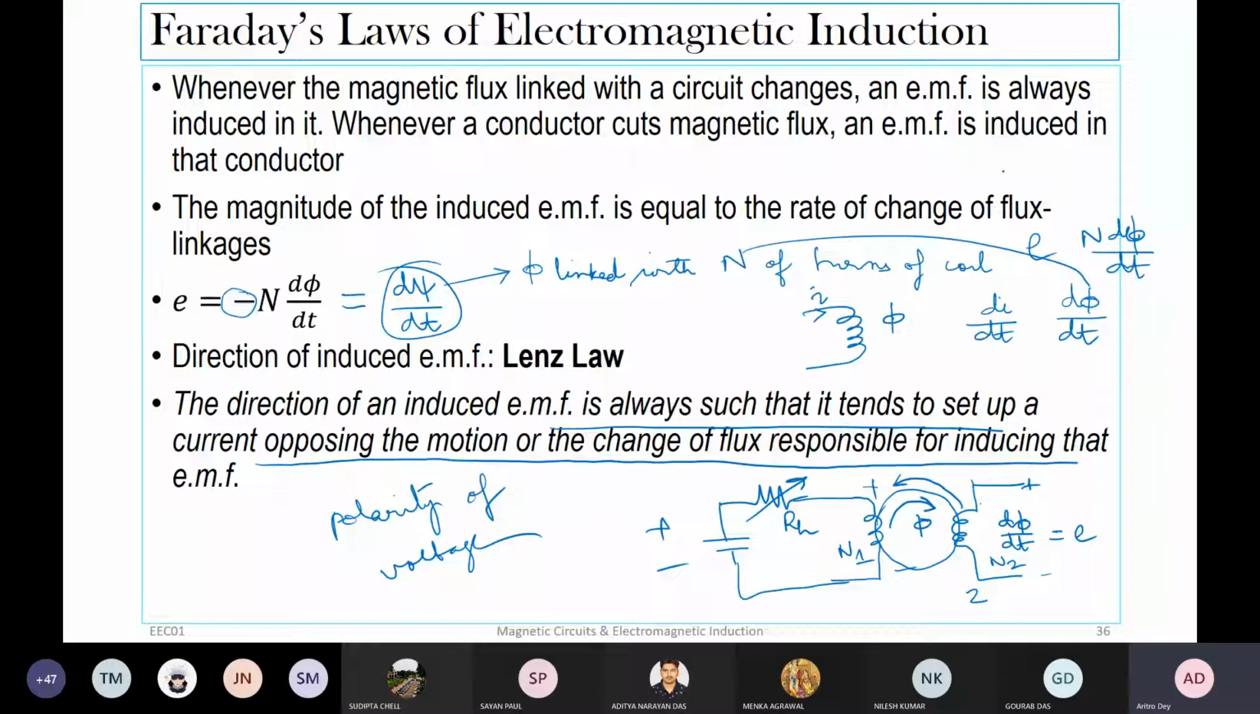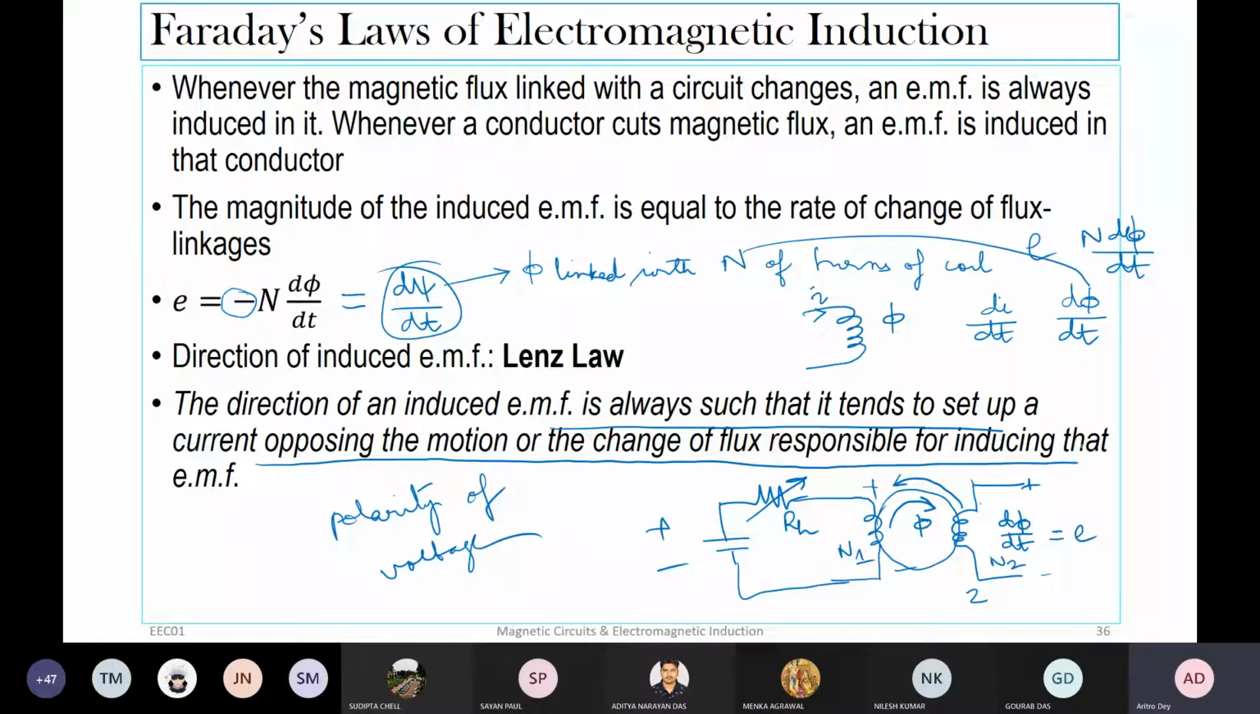We write it as d(phi)/dt. The flux linkage, which we call chi, is phi into N. So if there are N number of coil turns, the flux linkage chi will be equal to N into phi. So N d(phi)/dt will give you the magnitude of the induced emf, and the negative sign signifies the polarity. The induced emf is developed in such a way that it tends to set up a current opposing the change of the flux.